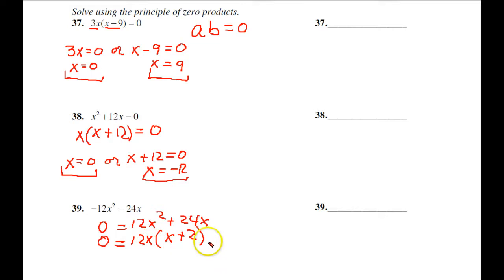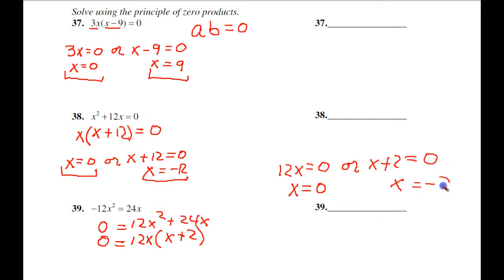We now have two factors. I'm going to put them up here so we don't run out of room. It'll be 12x equals 0, or x plus 2 equals 0. Again, we're using that principle of zero products. Divide both sides by 12, x equals 0. Here we just transpose, x equals negative 2. Those are our answers.